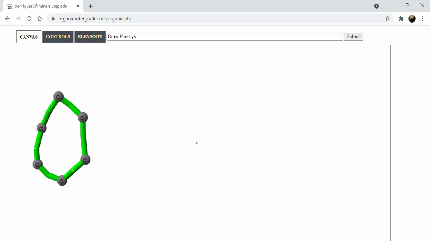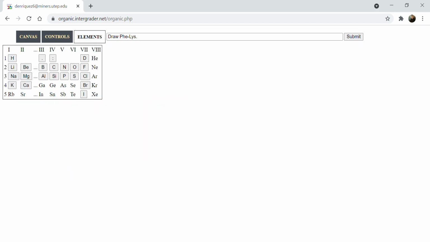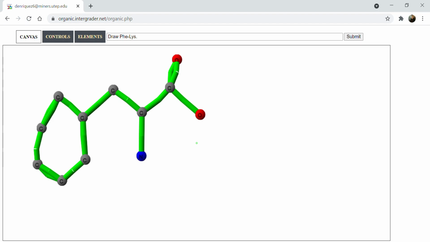phenylalanine. So I've got my phenyl right here, and then I'll add my little peaks, and then my oxygens and my nitrogen. I'm gonna count my carbons right, 1, 2, 3 to the ring, so that should be good. Okay, and then I have lysine again.